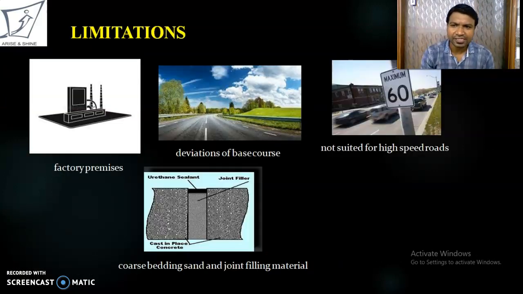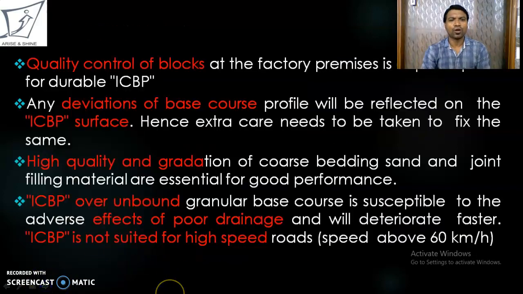It has some limitations also, or you can say the disadvantages. The factory premises, deviation of a base course, not suited for high speed road, and coarse bedding sand and joint filling material. We will see this in detail. So quality control of a block at the factory premises is a prerequisite for a durable ICBP.